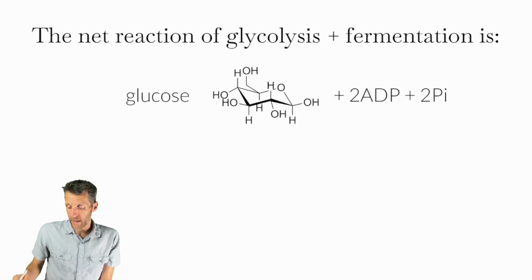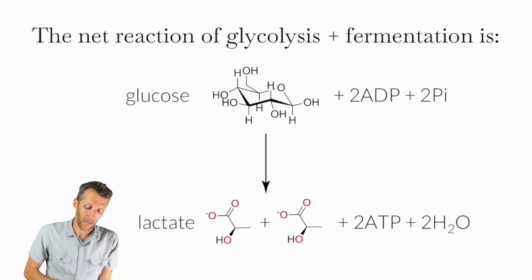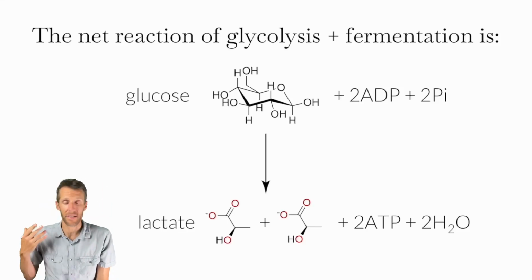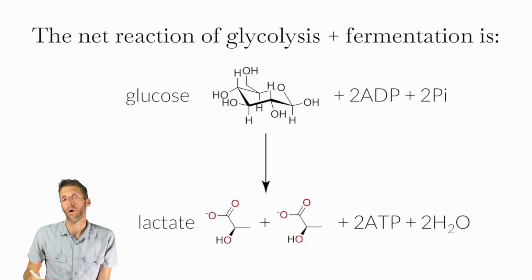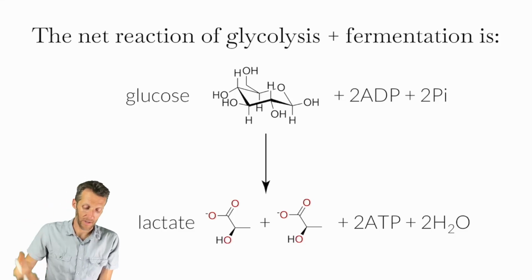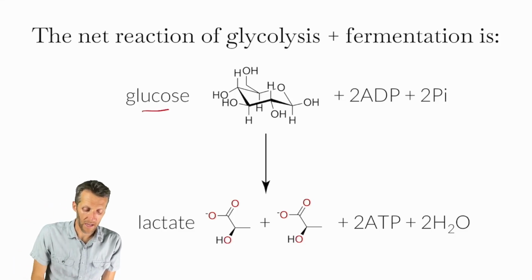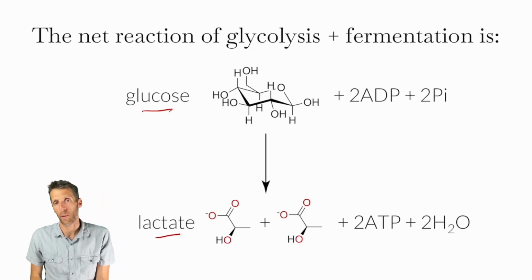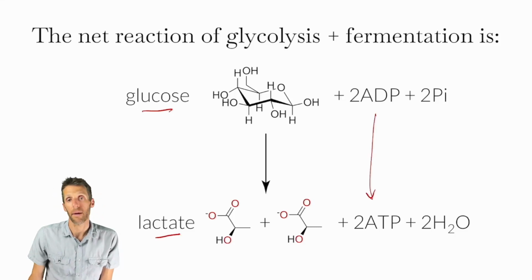So overall, the net reaction for glycolysis plus fermentation is a glucose plus 2 ADPs and two inorganic phosphates going to 2 lactates, 2 ATPs, and 2 waters. It's just a very satisfying reaction, very simple and straightforward. You take a carbon molecule, you get out 2 more carbon molecules, and in the process, you make some ATP.